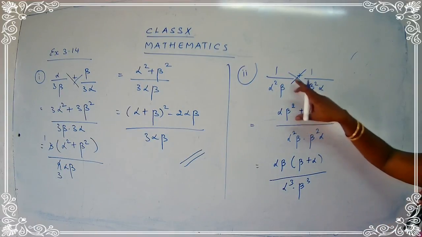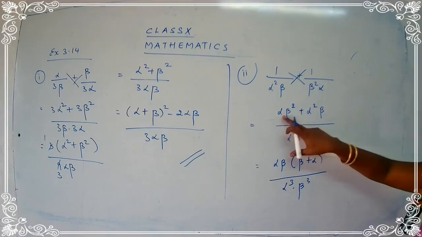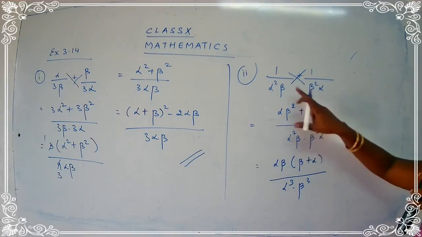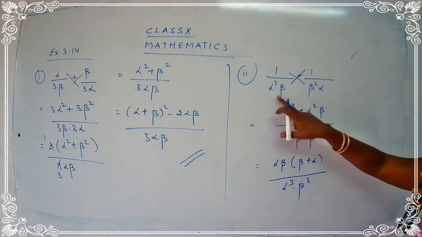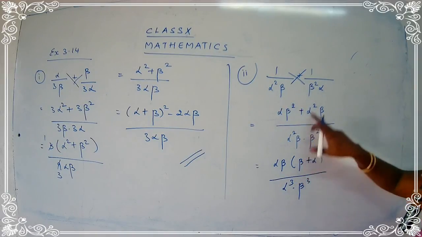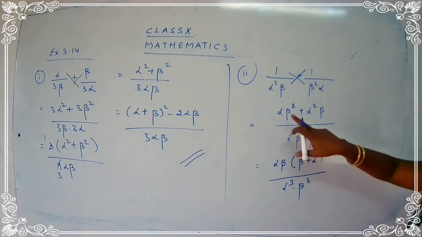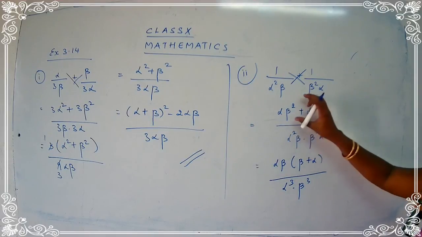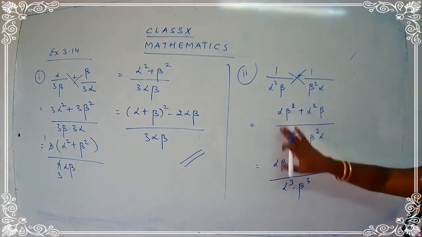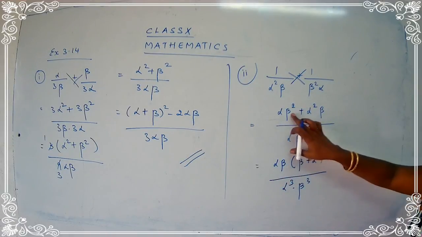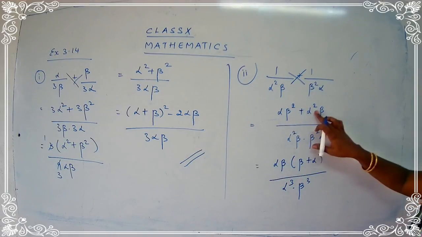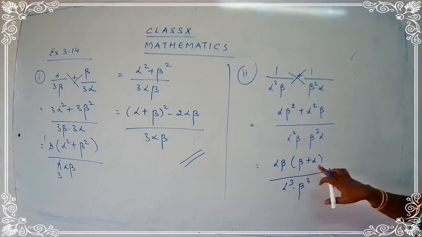First step is multiplying by 1. So you get alpha beta square plus alpha square beta upon alpha square beta into beta square alpha. We can take alpha beta common from both the terms. So I have taken alpha beta common. When we take alpha beta common, what is left here? Beta. What is left here? Alpha. So I get beta plus alpha.